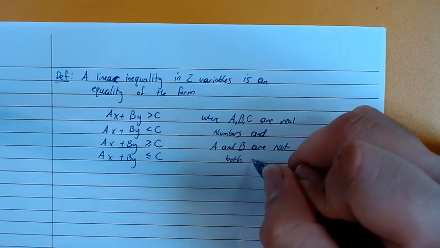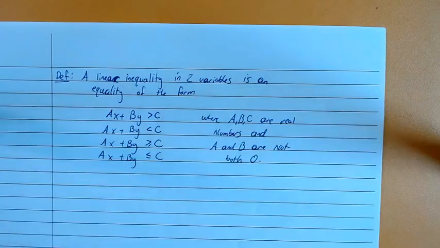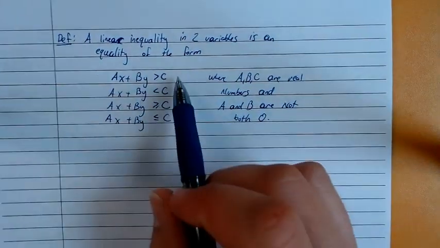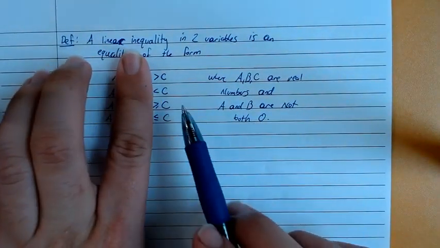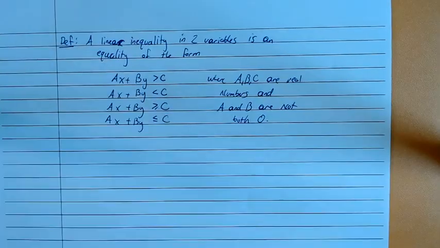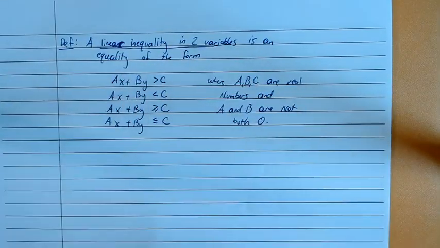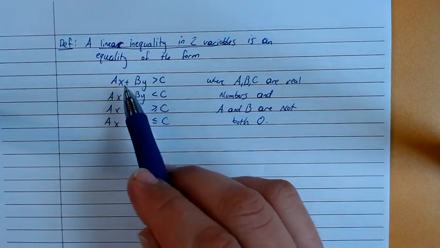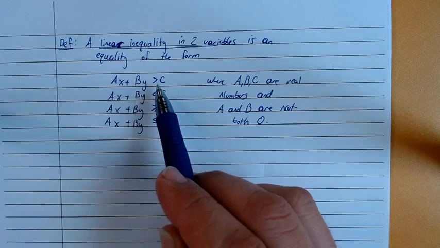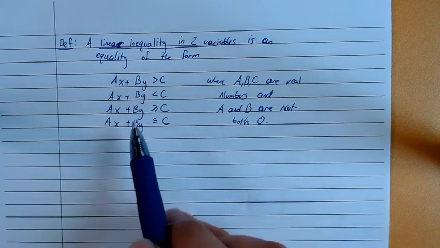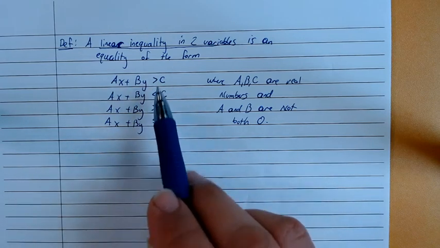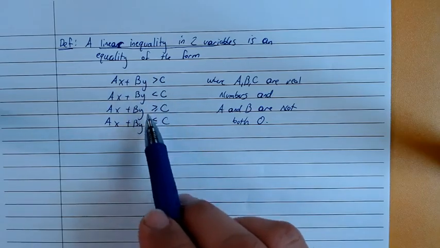If one of them is 0, that's okay, but they shouldn't both be 0. Because if they're both 0, then you just have 0 is greater than a number or 0 is less than a number. Okay, so that's what we mean when we say a linear inequality in two variables. Notice this looks a lot like a linear equation in two variables, ax plus by equals c, but with the equal sign replaced with either an exclusive or an inclusive inequality.